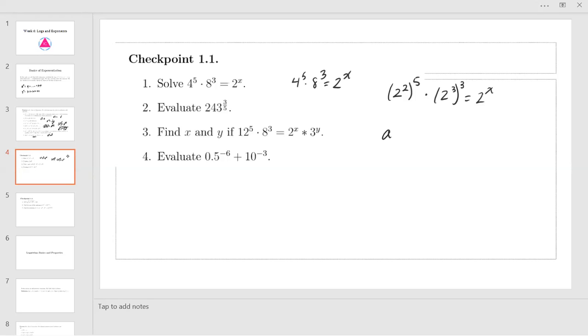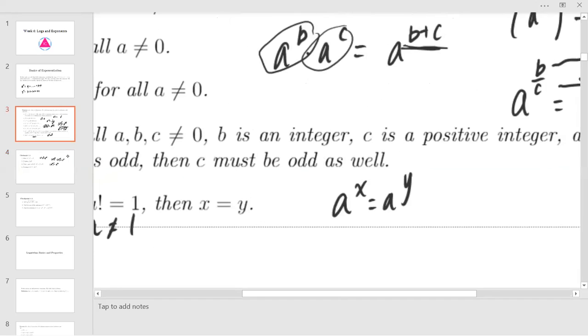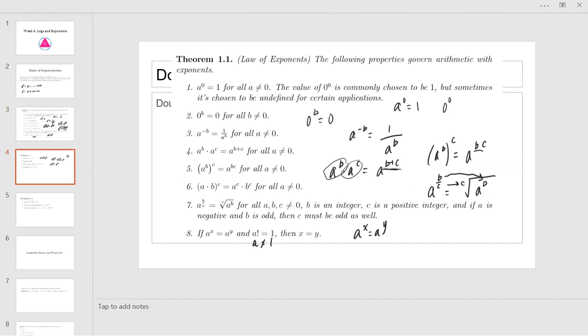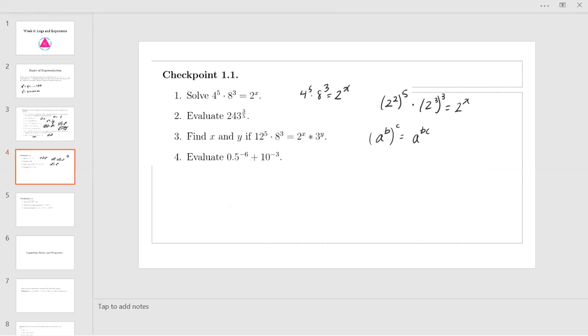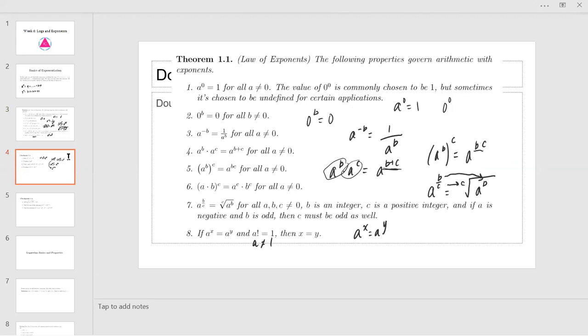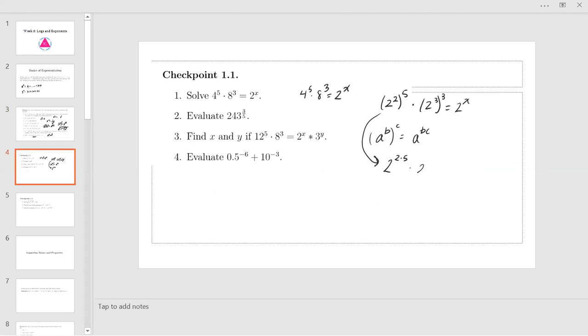If you remember on the previous slide, we went over the fact that a to the b, the whole thing to the c, is just a to the b times c. Therefore, this term is just 2 to the 2 times 5, and 2 times 5 is 10. And then 2 to the 3 times 3, and that's 9. So you have 2 to the 10 times 2 to the 9 is equal to 2 to the x.